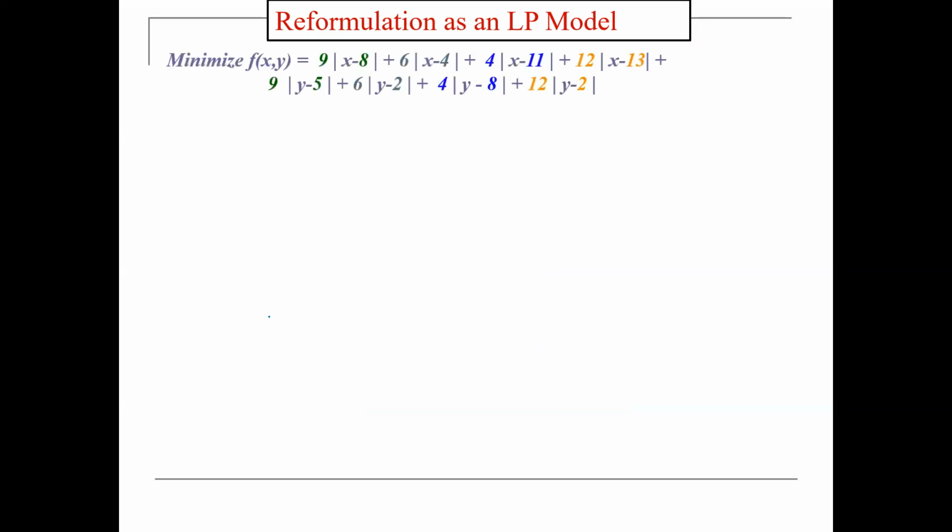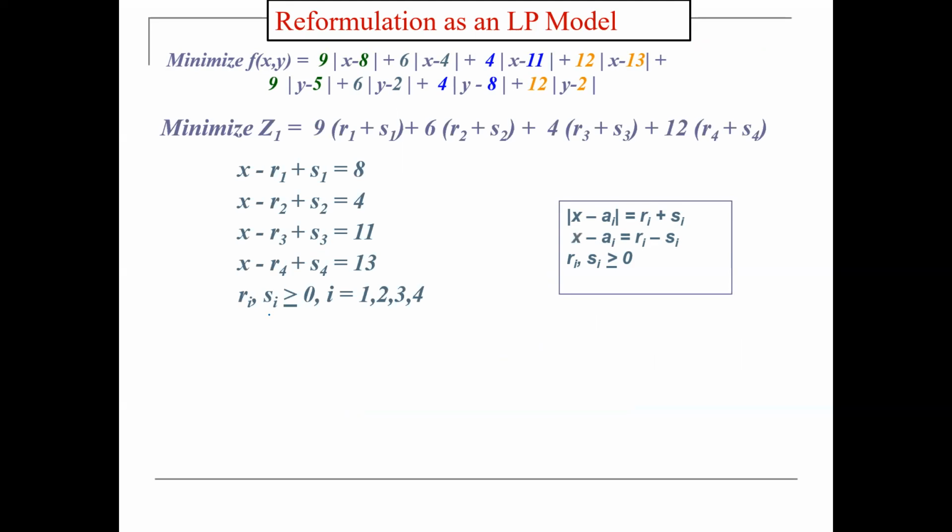So let's reformulate this as an LP model, or a linear programming model. We have the minimization, which is the objective function. Then, using this substitution, we let the absolute value of X minus Ai be equal to Ri plus Si, and X minus Ai is going to be equal to Ri minus Si, in which Ri and Si are always greater than or equal to 0.